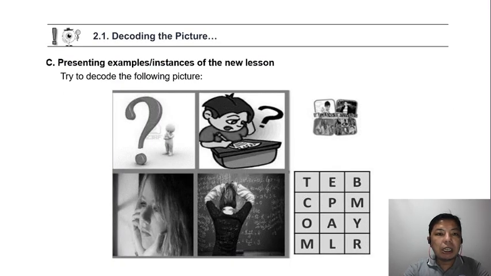Next activity is decoding the picture. I want you to tell me what the picture is all about. This is like a 4 pics 1 word game. You have 4 pictures given. Okay, here, here, and here, and here. These are the letters that you're going to be using to form the words that pertain to the 4 pictures. Write your answer on your answer sheet.